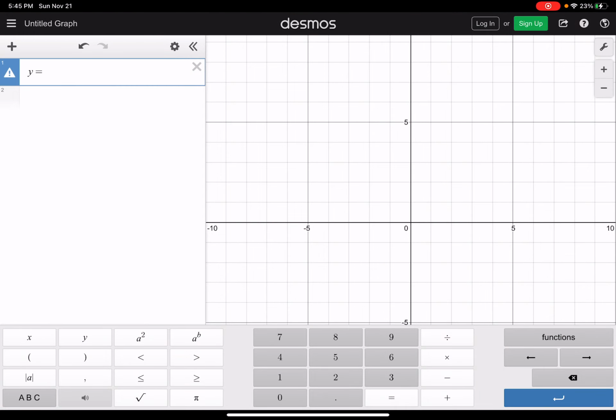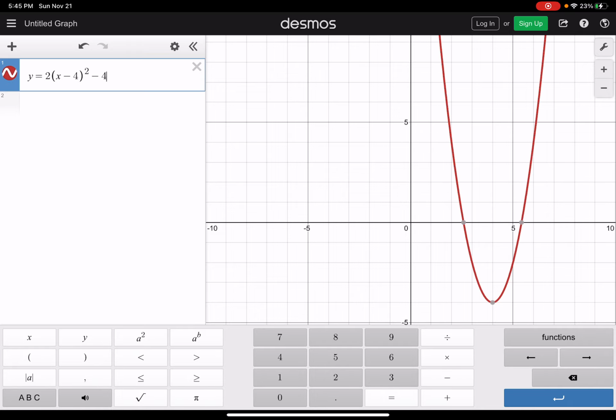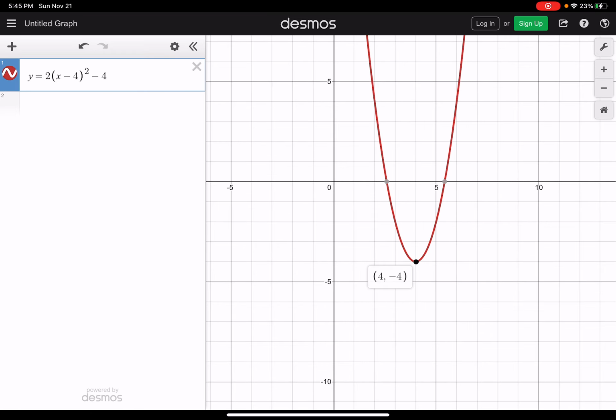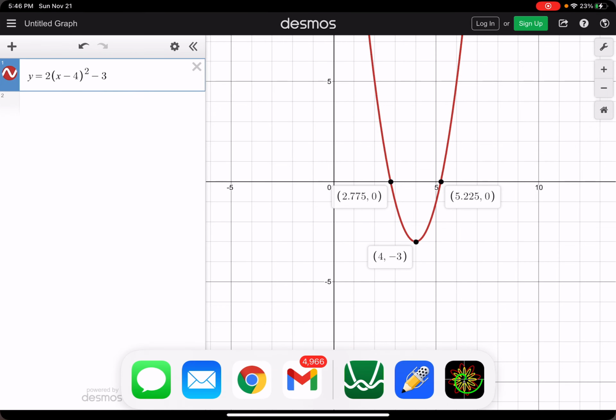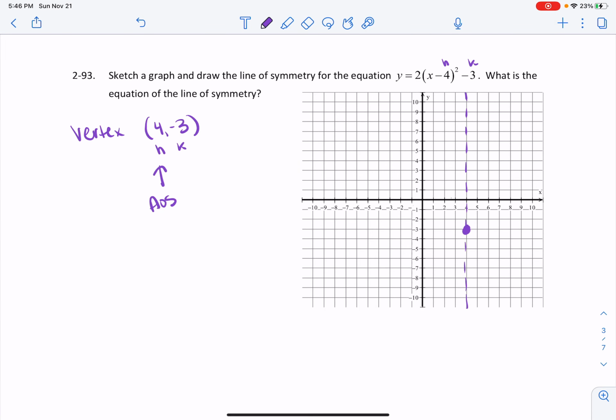Y equals 2 times (x minus 4) squared minus 3. So we've got our (4, -3) point right there. And then I see we've got 2.775 as one, and then 5.225 is another intercept. So we can kind of sketch those just so we can get a graph. So we've got 2.775 like right in there, and then right in here, and then we can just make a sketch.